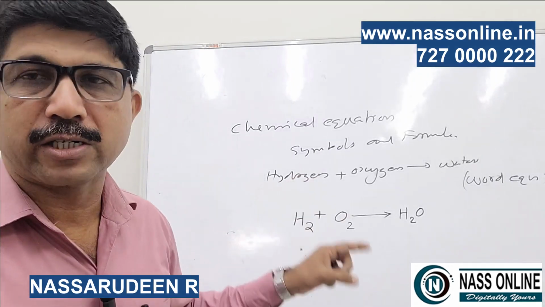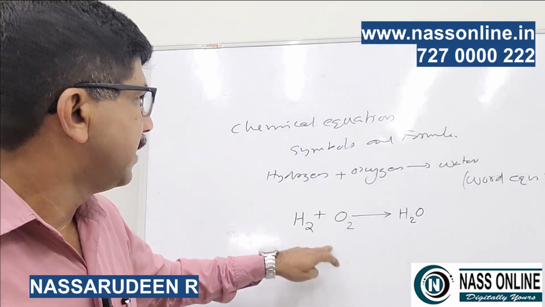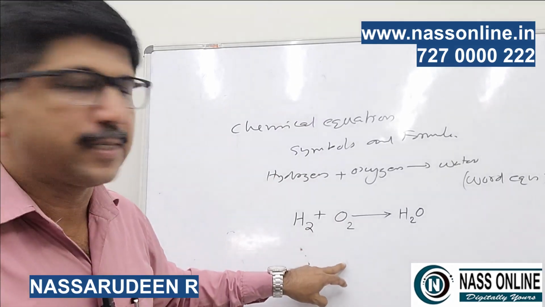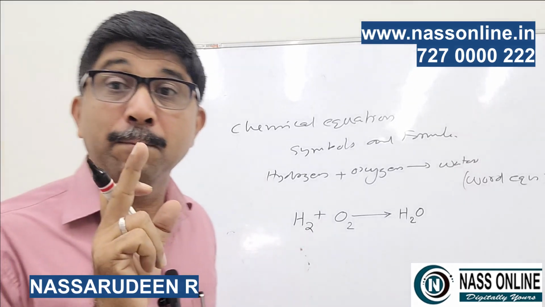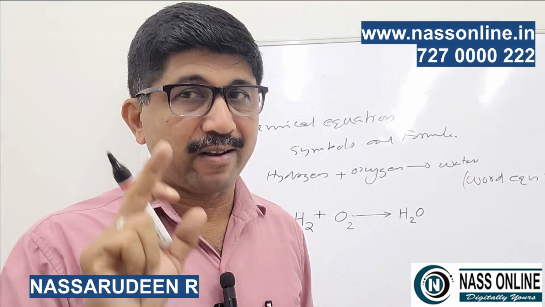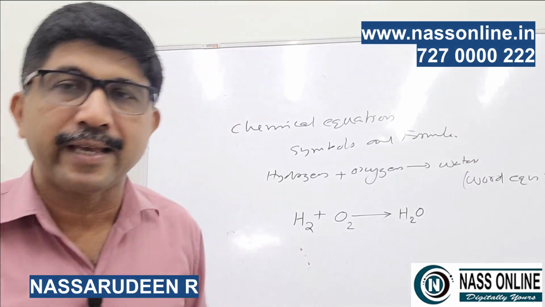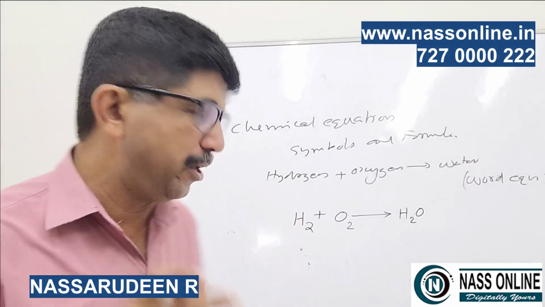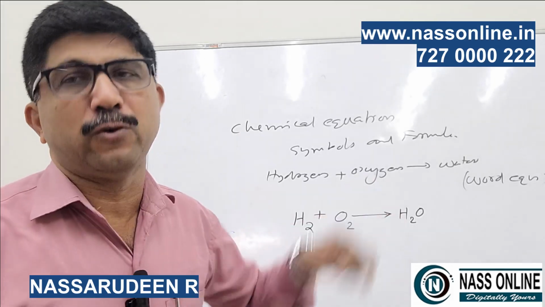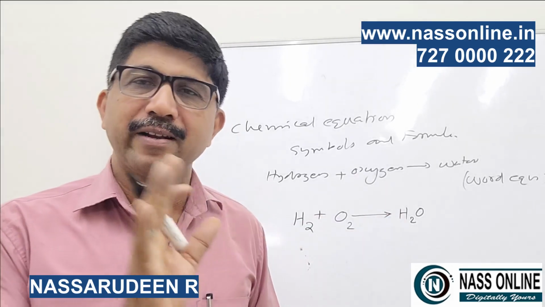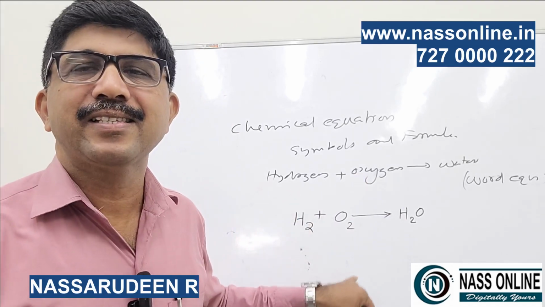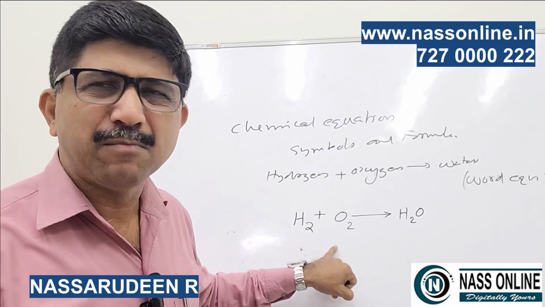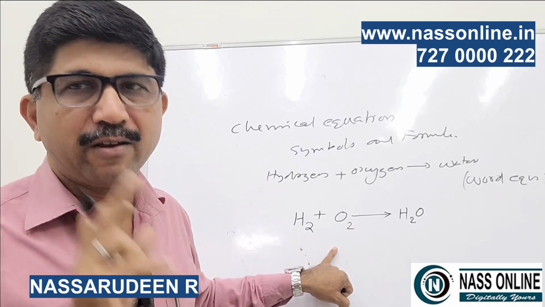So the chemical equation is the symbolic representation of a chemical reaction by using symbols and formulae. Here we use different symbols and formulae. Again, this chemical equation is not complete. It is a simple representation of a chemical reaction.